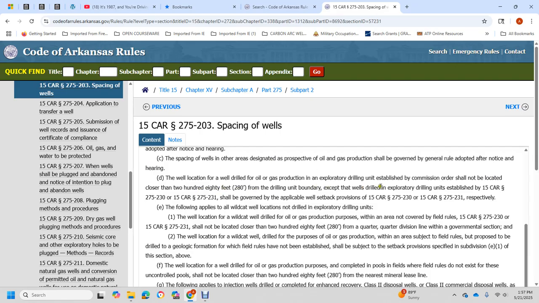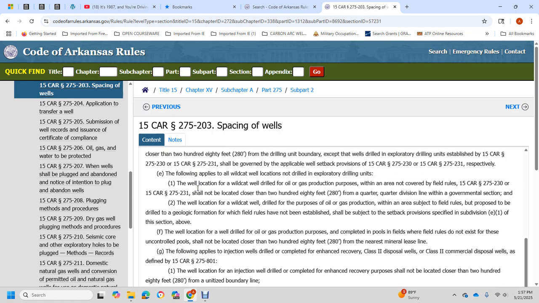to the drilling unit boundary, except for wells drilled within exploratory drill units established in Title 15 Code of Arkansas Rules 275-230 and 231, which shall be governed by the applicable well setbacks of Title 15 Code of Arkansas Rule 275-230 or 231 respectively. The following apply for the wildcat well location not drilled within the exploratory drill units.